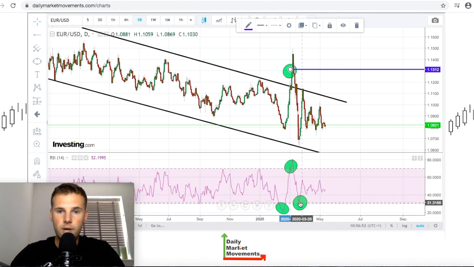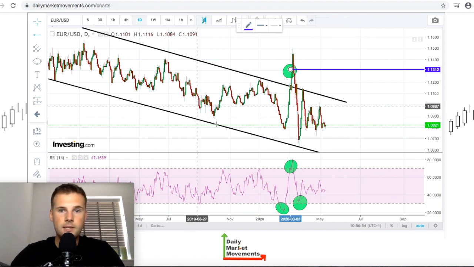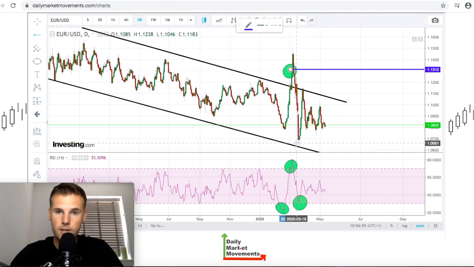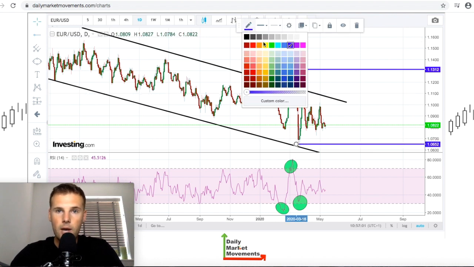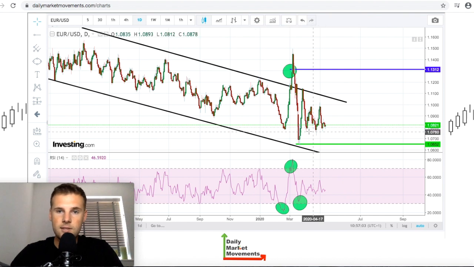So when we were trading down near that level there, I would have chosen to take profit because I would have known that the market was running out of steam back towards the downside. So I would have taken profit at around there, where I'll put a green line. It's just as simple as that.